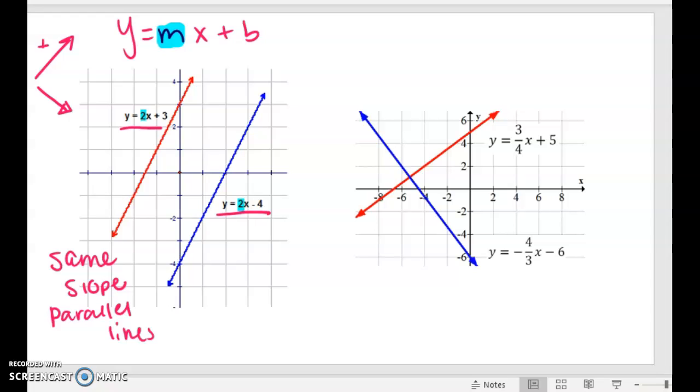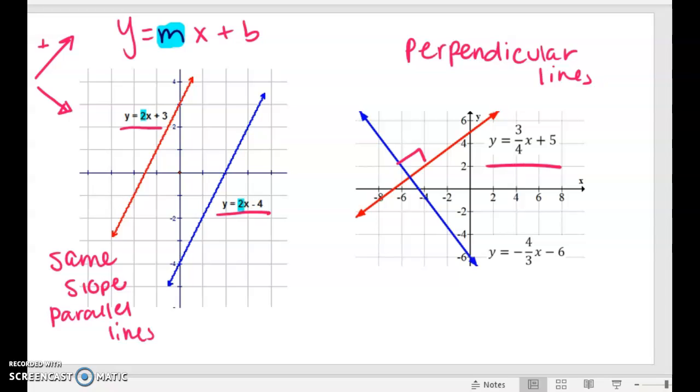Now, if we look over on the right-hand side, we'll see that these two graphs cross like a T. But that T is a very particular characteristic. It's 90 degrees. It's a right angle. The kind of lines that cross at a right angle are known as perpendicular lines. Perpendicular lines cross at a right angle. They form a perfect 90 degrees.